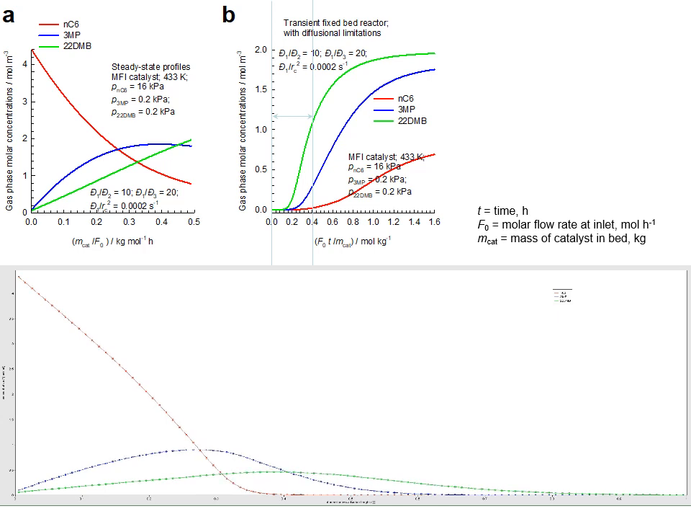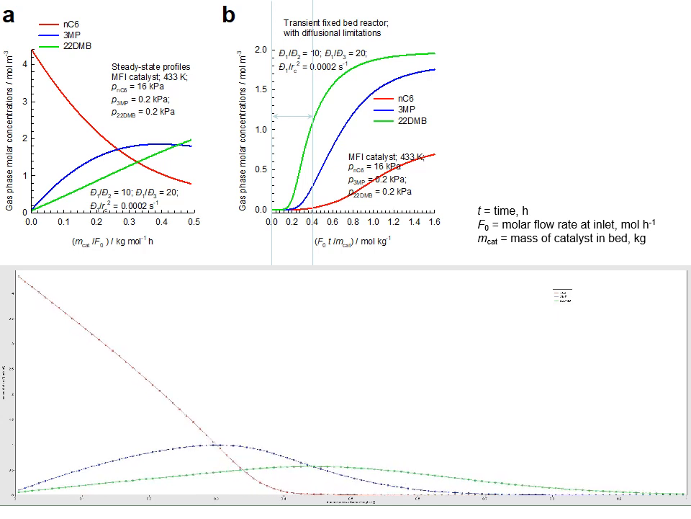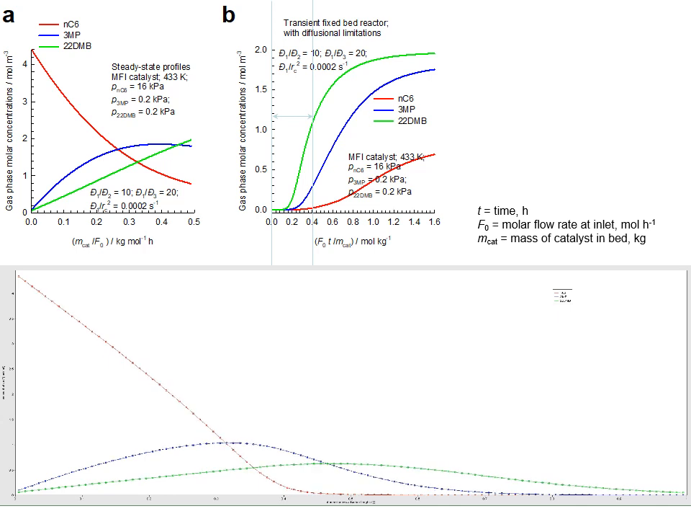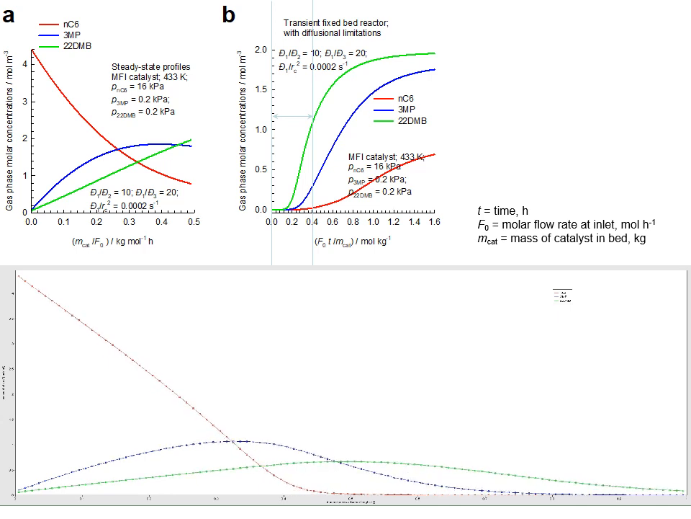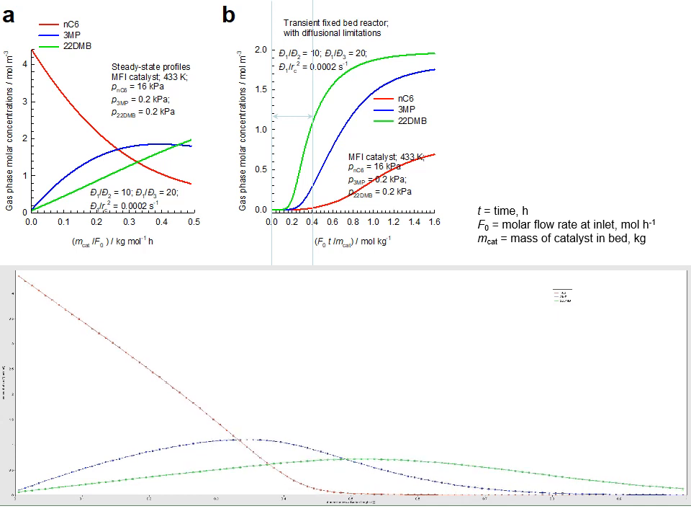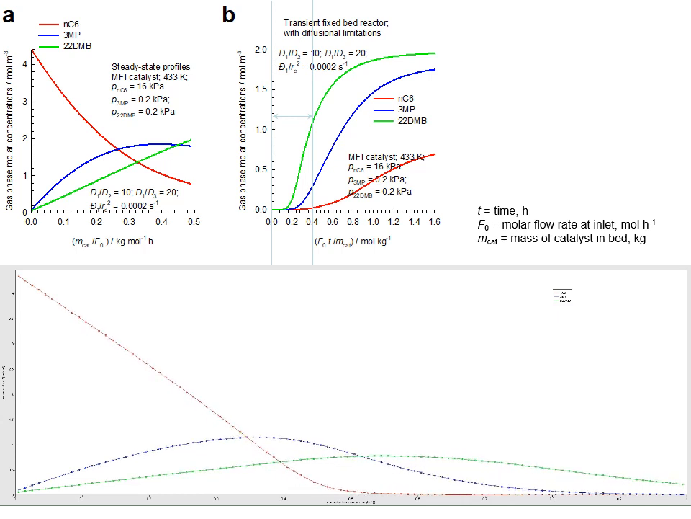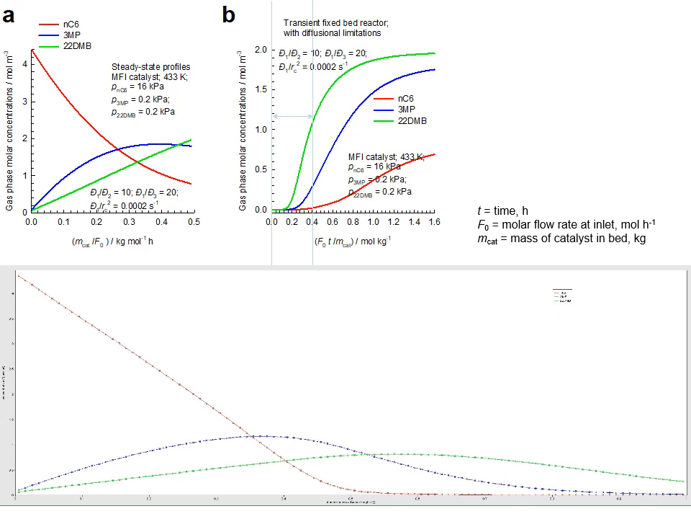Let's see how the concentrations develop. At this stage, none of the products has left the reactor, and the first product to leave the reactor is the green product, which is 2,2-DMB. 3MP has not yet left the reactor. The concentration of 2,2-DMB is the highest in the gas phase for two reasons.